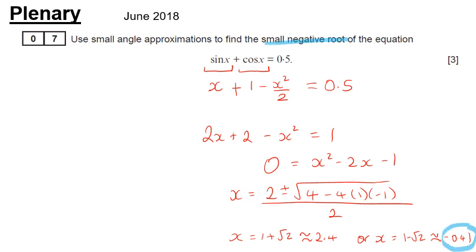Now, going back to the question, they asked us for the negative root, so we've now got to make it clear to the examiner that even though there are two answers, we are going to choose one of them. They've asked us for the negative one, so the one they want is minus 0.41, or you could leave it as 1 minus root 2 if you wanted to. Either are correct.